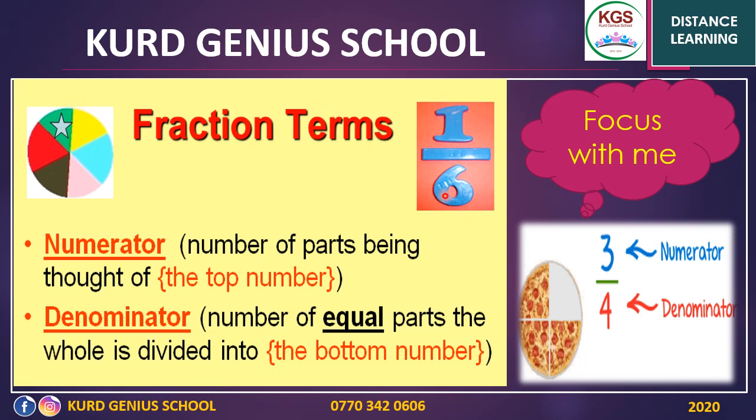Numerator, denominator. Look at the slices of pizza. I have 1, 2, 3, 4 parts, 4 equal parts, so I have 4 as the denominator. What about the top? I have only 3 slices of pizza, so I have 3 as the numerator. Get it? It's really easy, don't make it difficult.